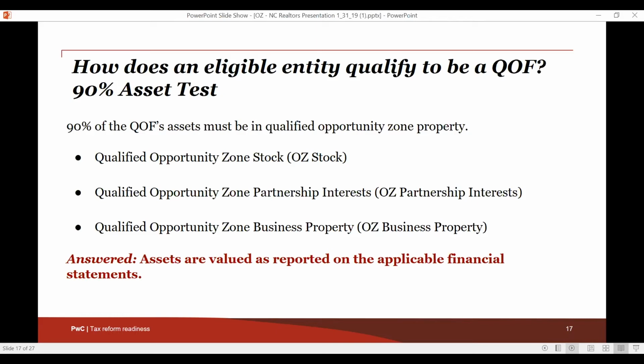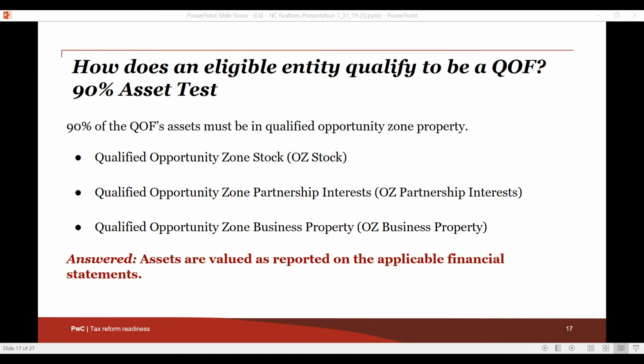So a qualified opportunity fund must hold at least 90% of its assets in opportunity zone property. This can be stock in a corporation, an interest in a partnership, or qualified opportunity zone business property. If it is stock, then it must be stock in a domestic corporation that was obtained by the fund after 12/31/2017. And the corporation must be a qualified opportunity zone business at the time of purchase. Similar thing with the partnership interest. It can be a capital or profits interest in a domestic partnership, but must be obtained by the fund after 12/31/2017. And again, the partnership must be a qualified opportunity zone business at the time the interest was acquired.